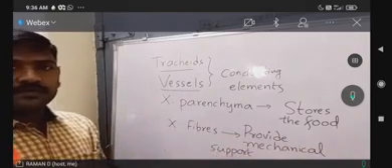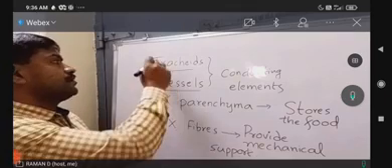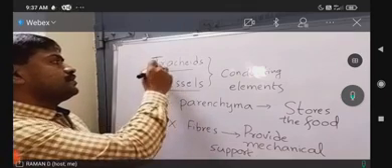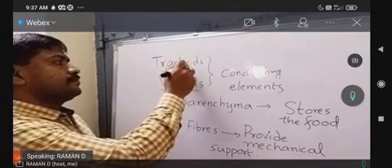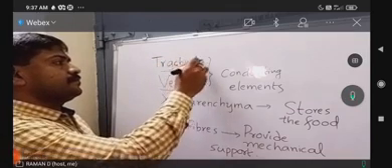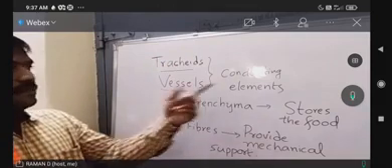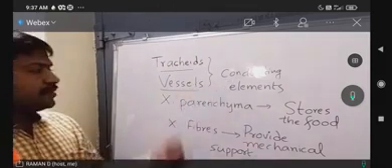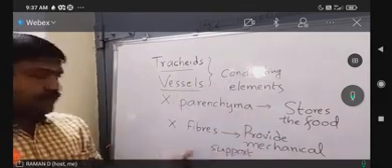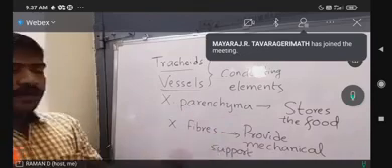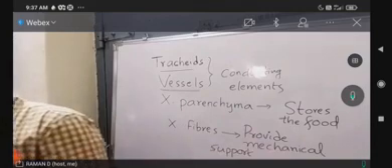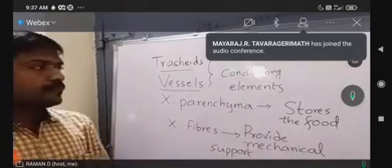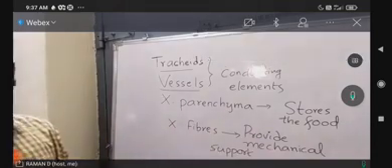So these are various functions of different xylem elements. Tracheids, vessels are conducting elements. Xylem parenchyma stores the food. Xylem fibers provide mechanical support. Hope you have written them.